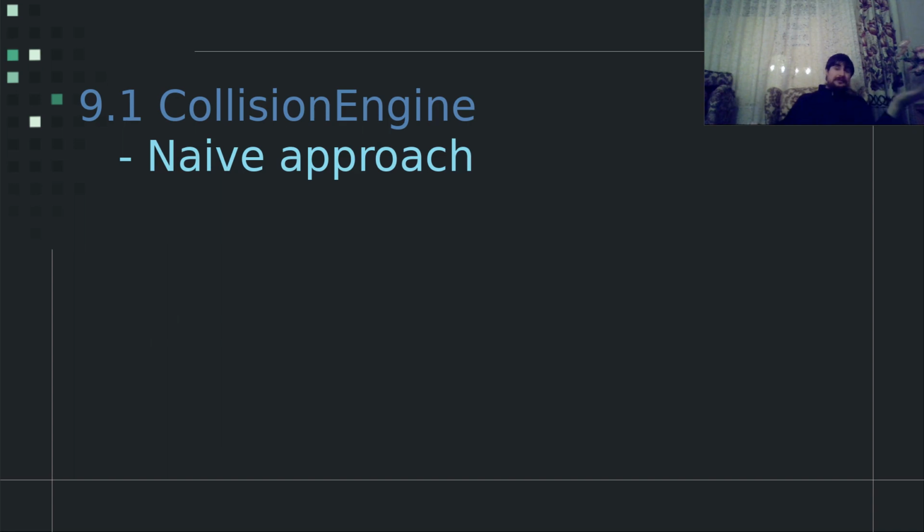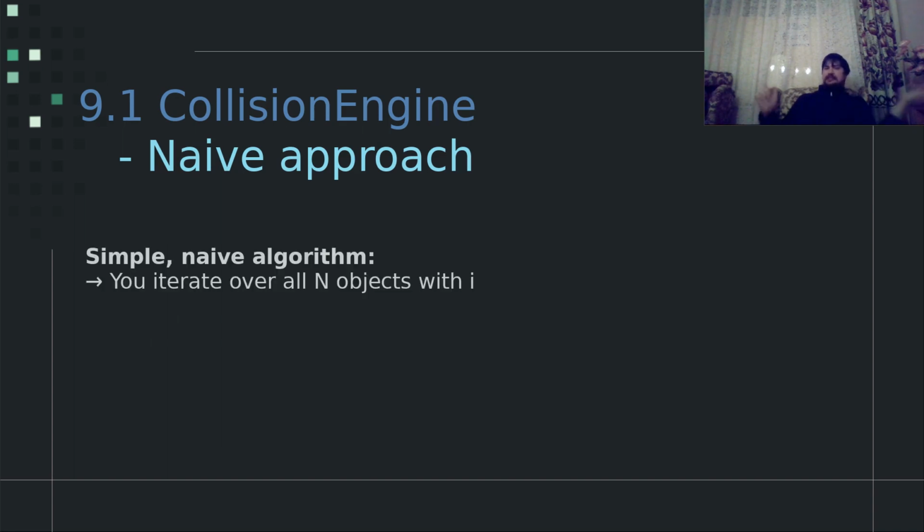Okay, let's start with the naive approach, simple naive algorithm. You have n objects, you iterate over all of the n objects, and you just measure if you collide with all the others, isn't it? That's simple. And it's quadratic, simple and quadratic. And actually that's still not the best naive approach.